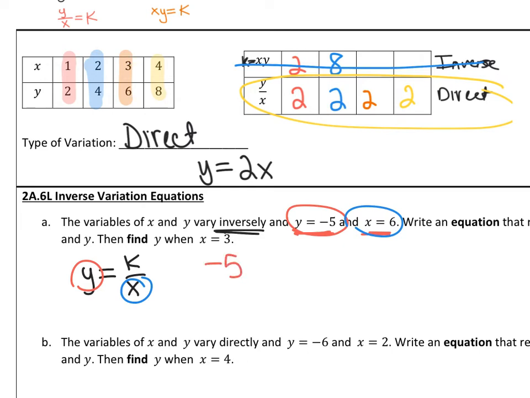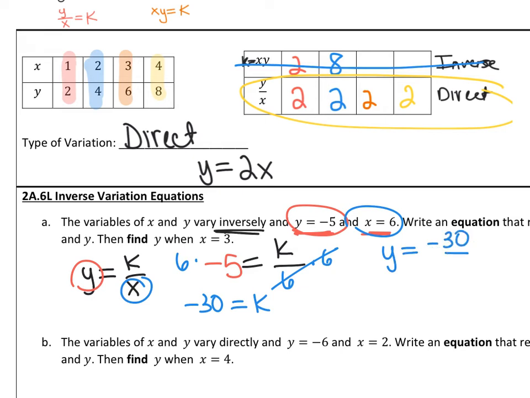So -5 equals k over 6. Well, I need to get k by itself. So what's the opposite of dividing by 6? We are going to multiply both sides by 6. My constant of variation is -30. Write an equation that relates them. Well, again, we go back to the inverse variation. y equals -30 over x. Here is my equation. That is part 1 of this question.